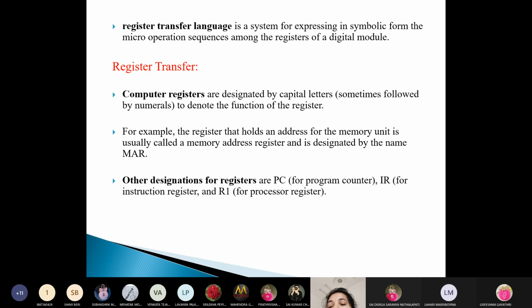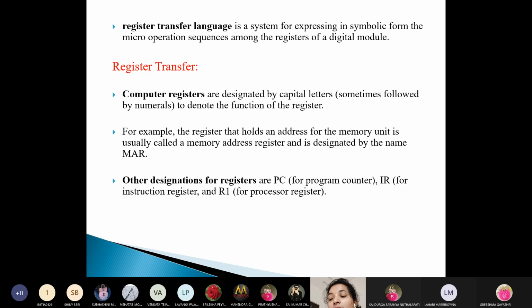Computer registers are designated by capital letters to denote the functions of the register. So if I have to note any function, such as moving the data from A to B, I denote everything in capital letters. For example, the register that holds an address of the memory unit is called MAR. The register holds the address of the memory unit, so that is denoted as capital MAR.